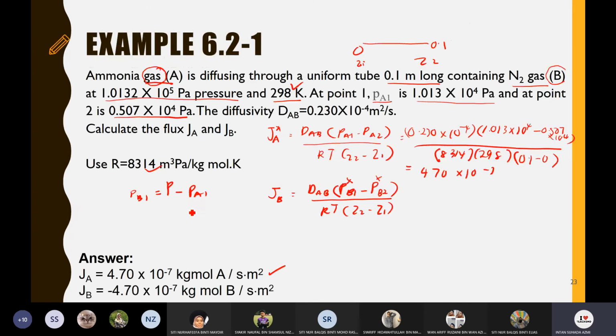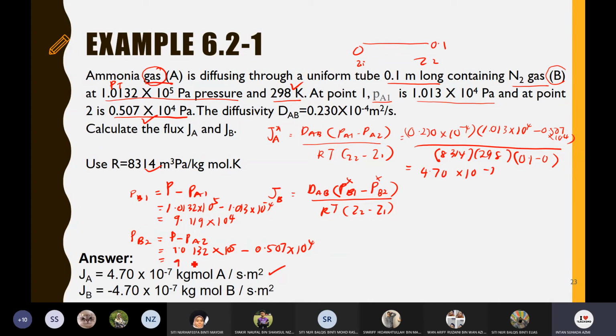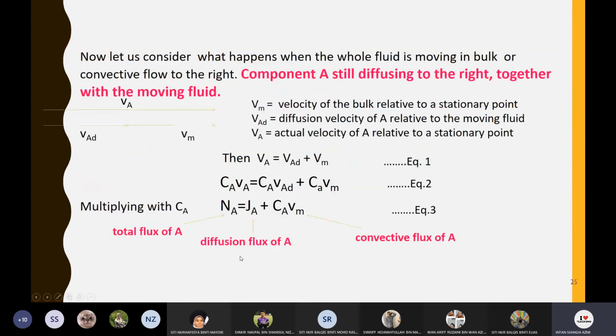Okay, move back to this question. So PB1 is equal to P minus PA1. P total is given here, okay? So 1.0132 minus this PA1. PA1 is given, right? 1.013 times 10 raised to 4. Then you will get PB1 9.119. Next, the same, you find PB2 is equal to P minus PA2. So P total 1.0132 minus PA2. PA2 is here, 0.507 times 10 to the power of 4. So you will get PB2 9.625. Oh, sorry.